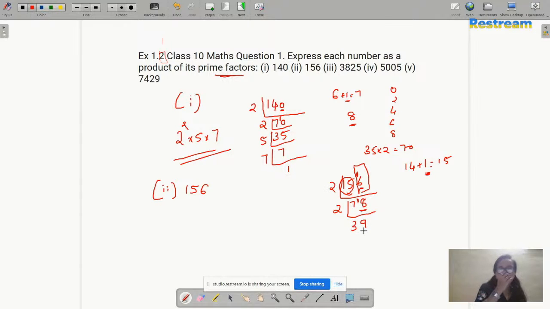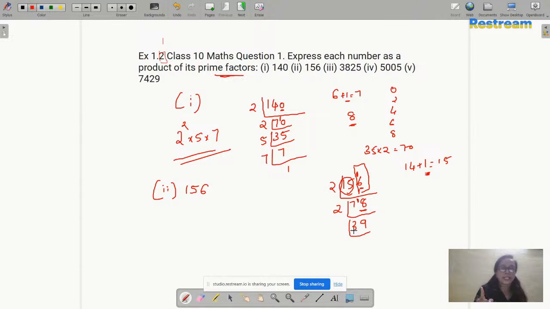2 9s are 18. Any doubt? 2 9s are 18. Clear? 2 goes on 7 3 times. 2 3s are 6. 6 plus 1. Then 1 you can write here. 2 goes on 18 9 times.